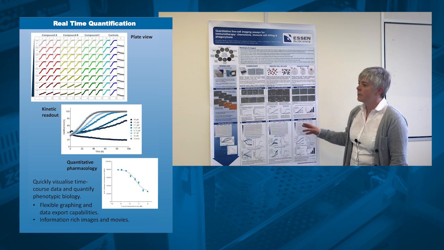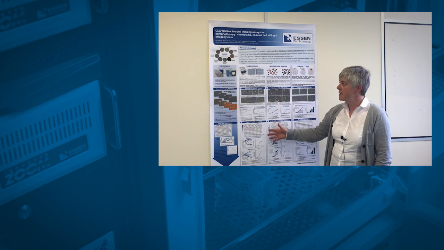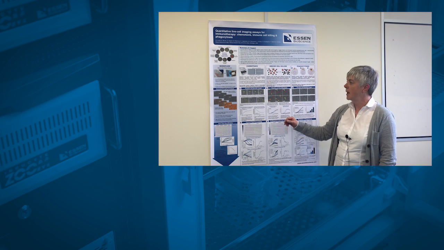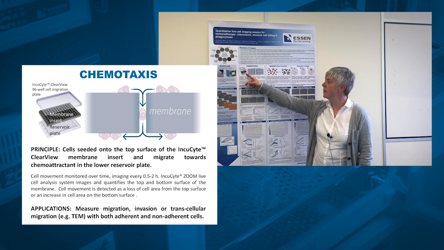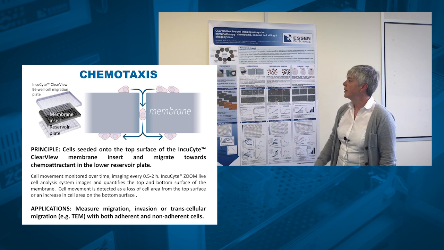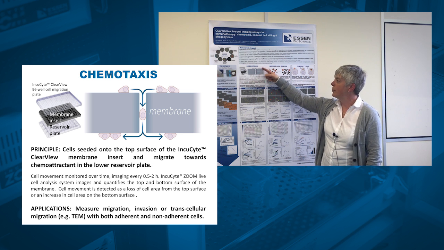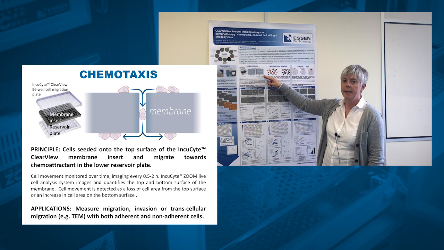So the three assays that we're particularly interested in on this poster, the first one here is the chemotaxis, and this is directional cell migration. To use this application on the ZOOM, we've created a new plate, which is the IncuCyte Clearview cell migration plate. What you have here is an upper chamber and a lower chamber, which is separated by a membrane that has pores through it. By the placement of the chemoattractant in the bottom reservoir, we can track the movement of cells from the top side through the pore and onto the bottom side here.